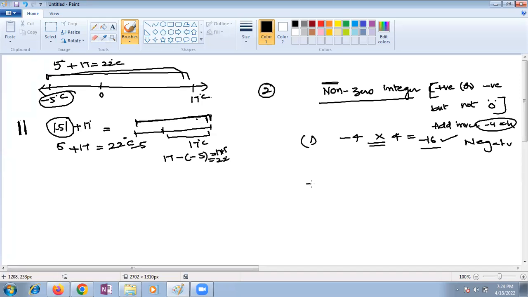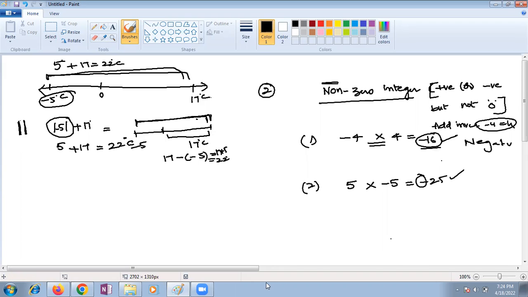Suppose I'm taking the number as a positive integer, positive 5. What is the additive inverse of positive 5? -5, ma'am. Product means? -25. In both the cases, what is the value I'm getting, children? Negative only, ma'am. Very good. I'm getting negative only. Such cases we have to understand carefully.